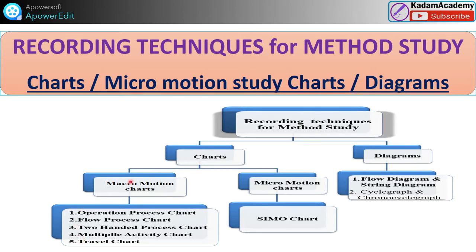So friends, watch the videos. And also on micro motion charts, the therbligs and the SIMO chart, you will study in the fourth video. And lastly, the fifth video on the diagrams. It will include the flow diagram, string diagram, cycle graph and chronocyclegraph. All these charts are explained with examples and case studies.